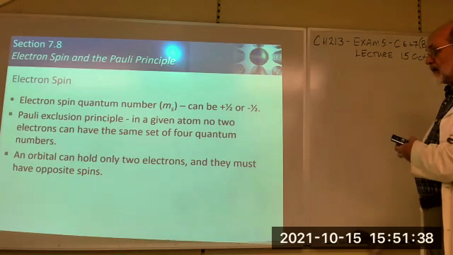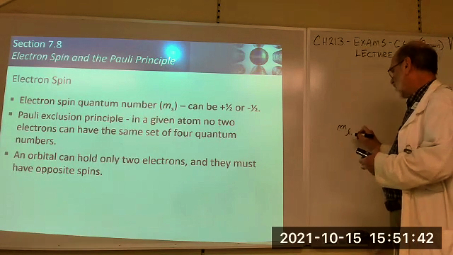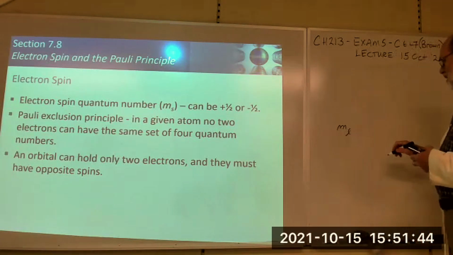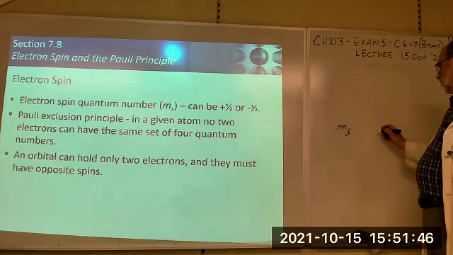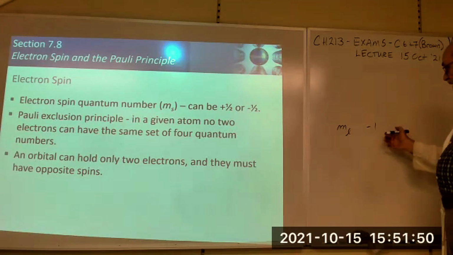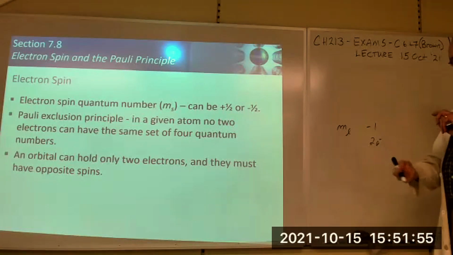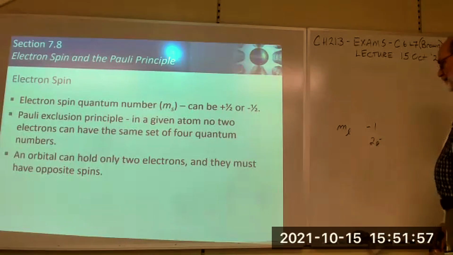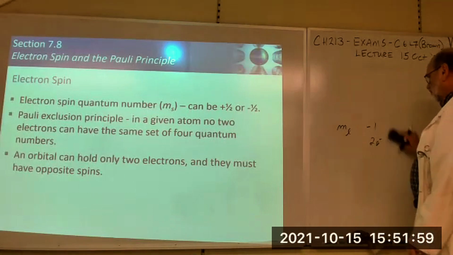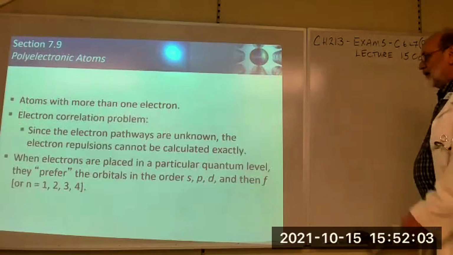What that means is that once you get down to the m sub l level, say we have a, I don't know, -1. Once you get down to that level, then you can only have 2 electrons in that orbital. One spinning one way, one spinning the other way. Okay.